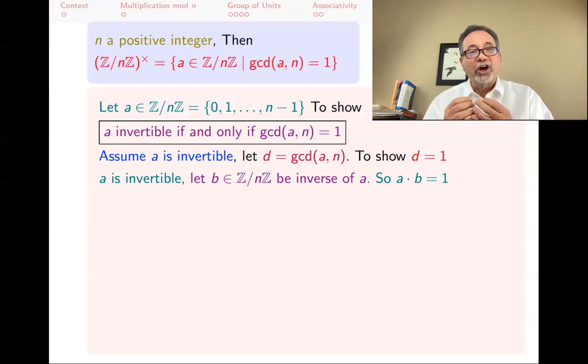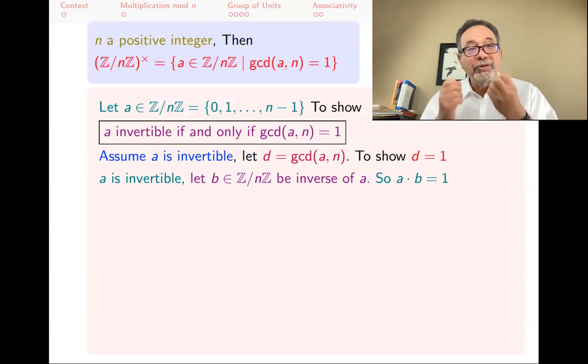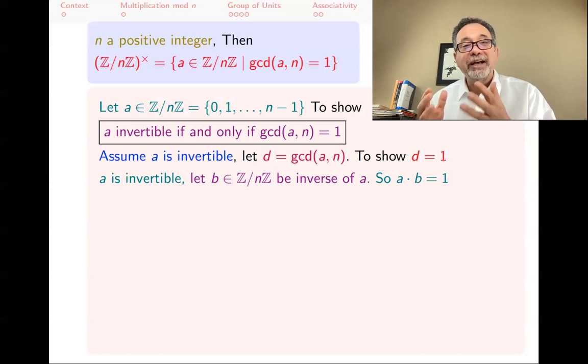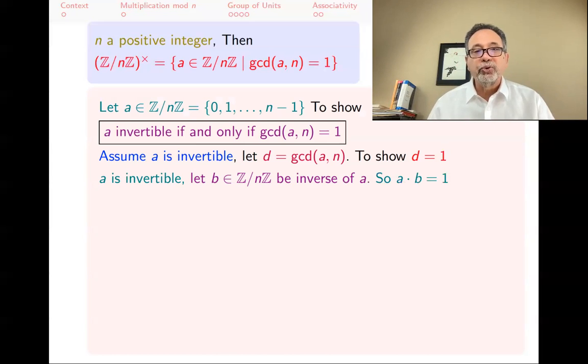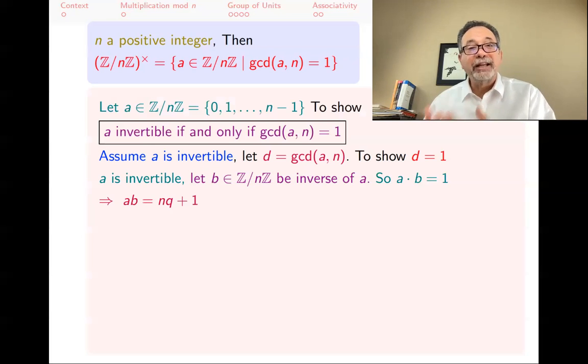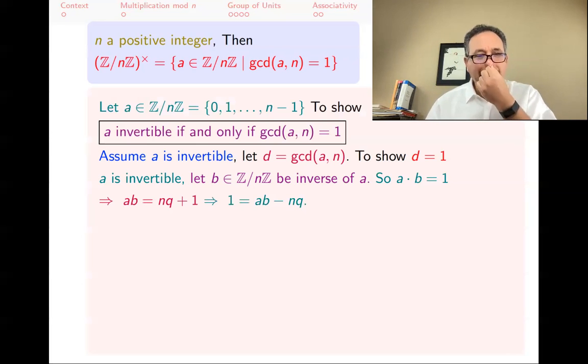When I write the dot, like in the previous proof, that's the remainder of multiplying A and B when divided by N. So this product, A dot B, is in Z mod nZ, not in the integers. So B is the inverse. To say A dot B is 1 means that if you take AB divided by N, the remainder is 1. So that means that AB is NQ plus 1. This is the division algorithm. You divide by N, you get a quotient, and you get a remainder. We said the remainder is 1, so AB is NQ plus 1. Rewriting that, 1 is AB minus NQ.